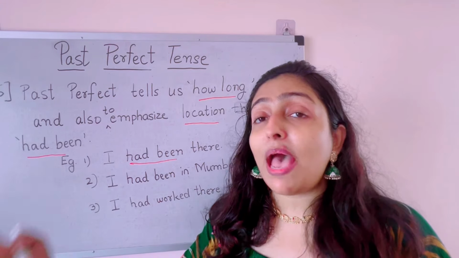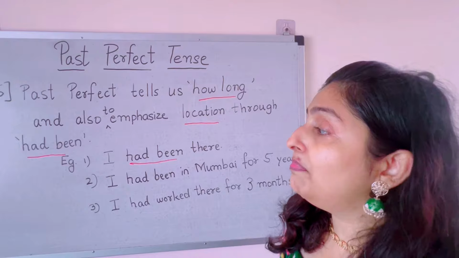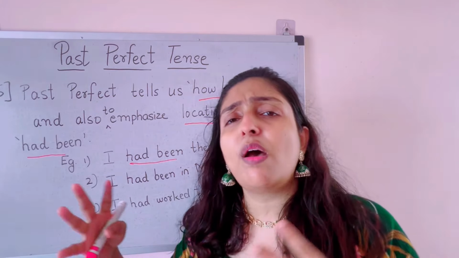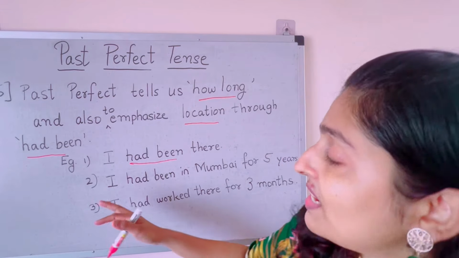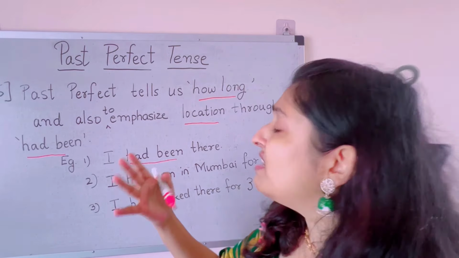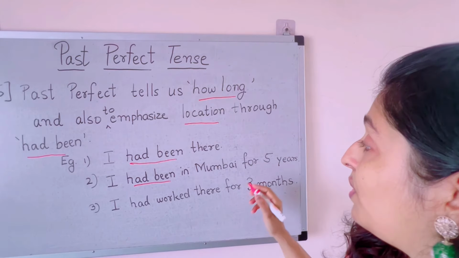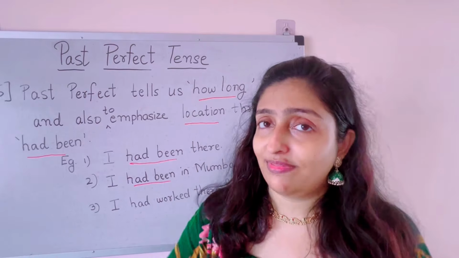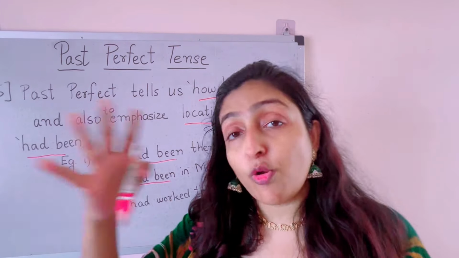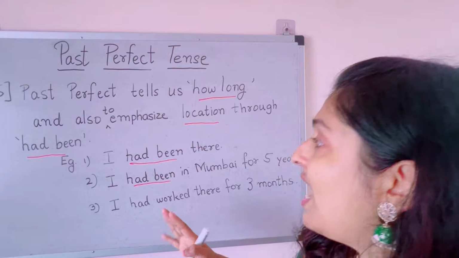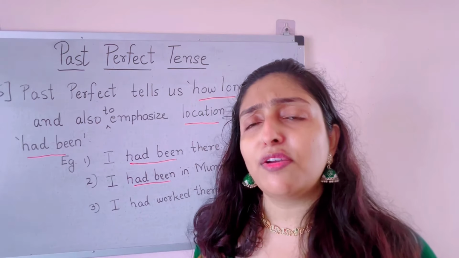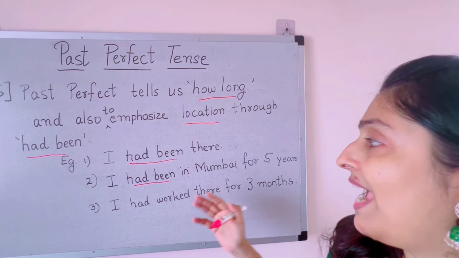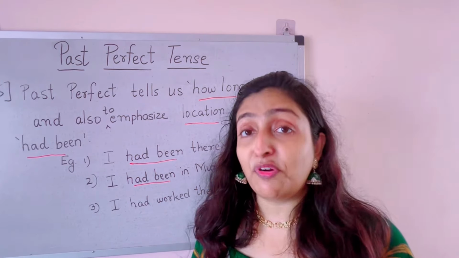BEEN is the past participle of be. I had been there, I had been to that place. It's all about location. Second, I had been in Mumbai for 5 years. If you want to depict or show how long, then you can use past perfect. How long in the past, not in the present. I had been in Mumbai for 5 years. I had stayed in Mumbai for 5 years. I had been. Again, this is past perfect.